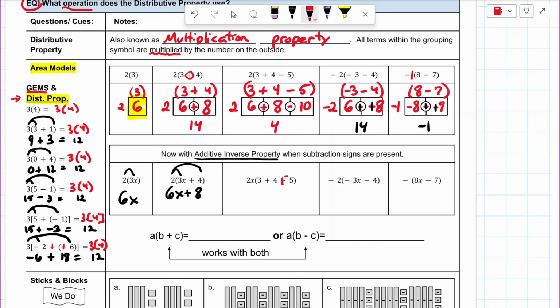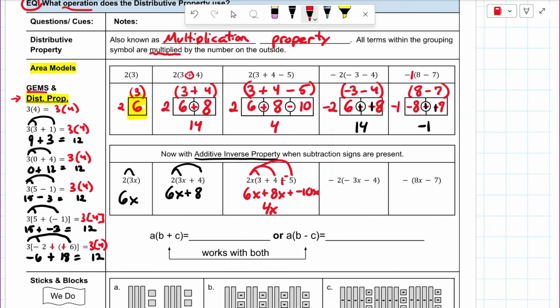And then we're going to 2x times 3, 2x times 4, and 2x times -5. So 2x times 3 is 6x, and 2x times 4 is going to be 8x, and 2x times -5 is going to be -10x. Now those are all like terms, and so you can combine them. 6x and 8x is 14x, and 14x plus -10x is actually 4x's left over.